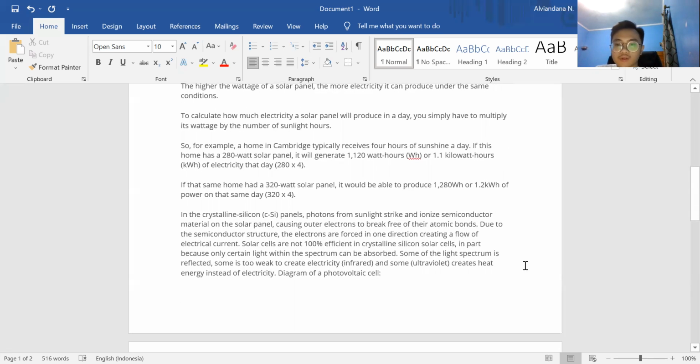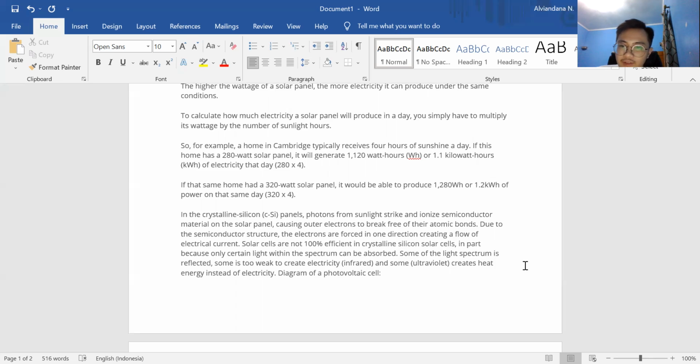Now, modern solar panels, like I said before, mostly use crystalline silicon. And how does that actually work? How does the crystalline silicon solar panel produce electricity? So when the panels are exposed to sunlight, the photons strike and ionize the semiconductor material on the panel, and it causes the outer electrons to break free of their atomic bonds. Now, due to the semiconductor structure, the electrons are forced in one direction, creating a flow of electrical current.